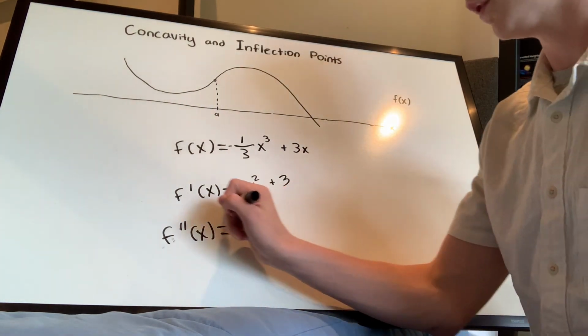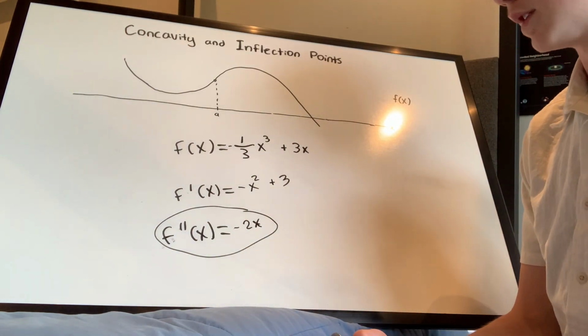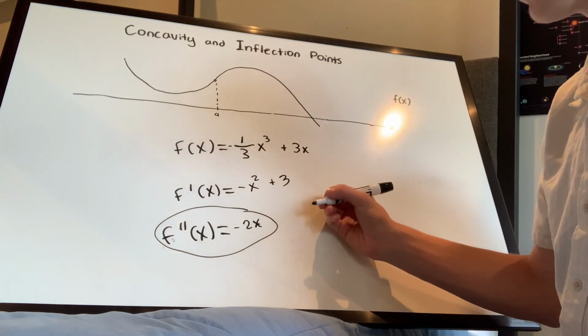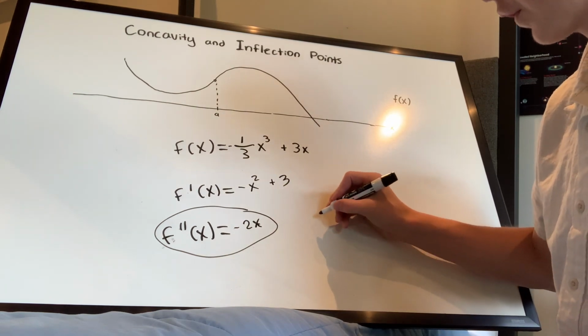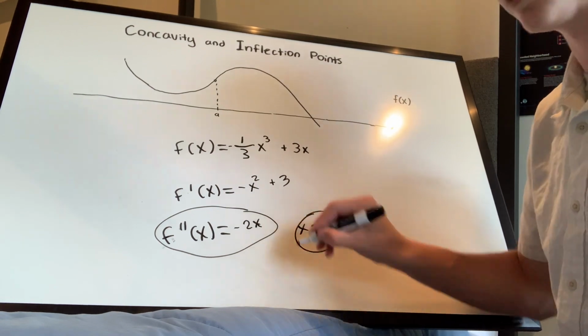So the zeros of this second derivative, those are going to be our inflection points. And -2x is equal to 0 when x equals 0. So for this function, our inflection point is x equals 0.